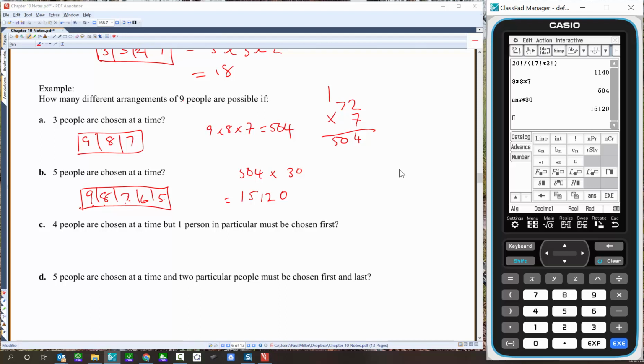All right, just do the multiplication over here. So do 504 multiplied by 3, which will give you 1512, and then you have to multiply by 10, which will mean that you add another 0 on the end. 4 people are chosen at a time, but one particular person must be chosen first.